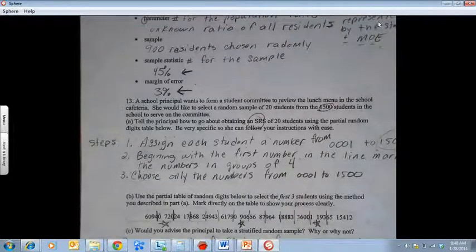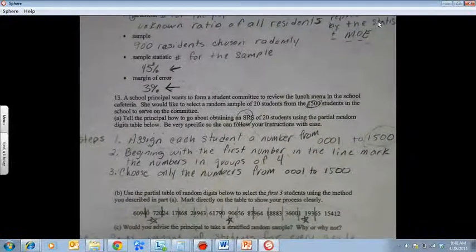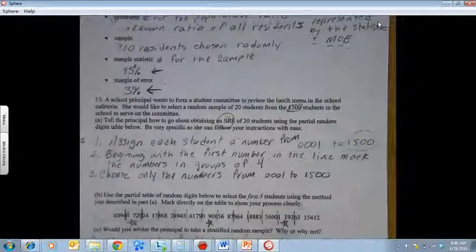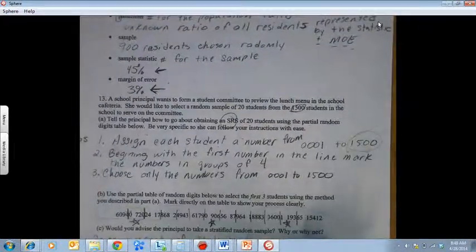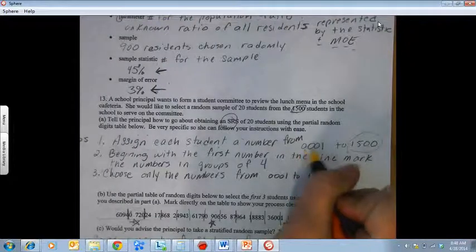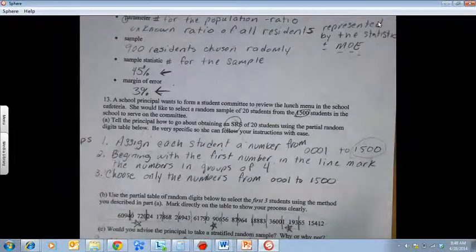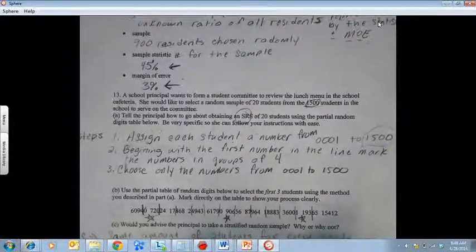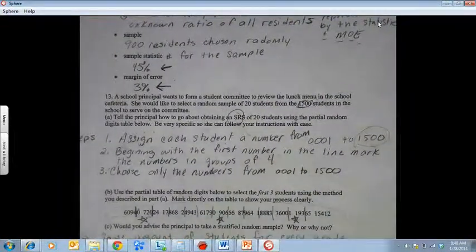Everybody in the room should be listening to this because in quiz 2.1, a lot of you got it wrong. Step number 1, assign each student a number from 0001 to 1,500. And since 1,500 has 4 digits in it, you have to start 1 with 0001. So it also has 4 digits to make it the same.